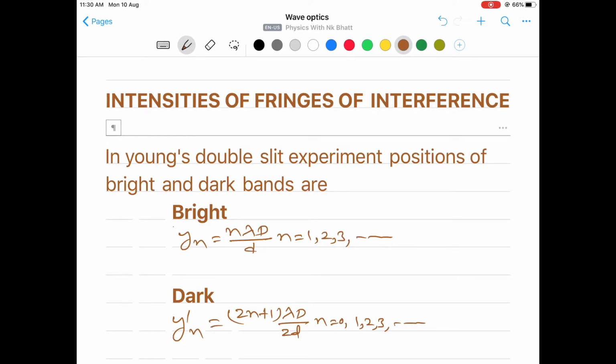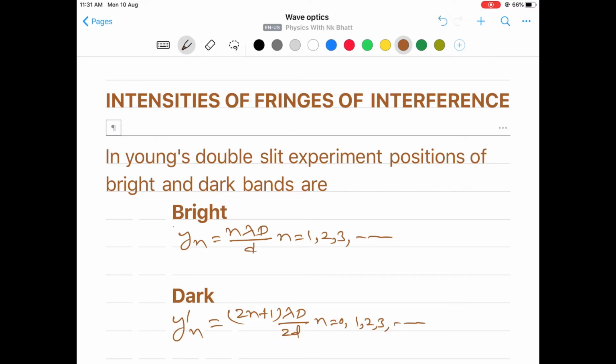In the last video lecture, we discussed in detail about the pattern of fringes obtained on the screen in Young's double slit experiment. There we had seen the positions of fringes, at what position the bright fringes are formed, and at what positions dark fringes are formed. That formula I have taken here also. The bright fringes are formed on the position n lambda D upon d, where capital D is distance of the screen from the plane of slits and small d is separation between the slits.